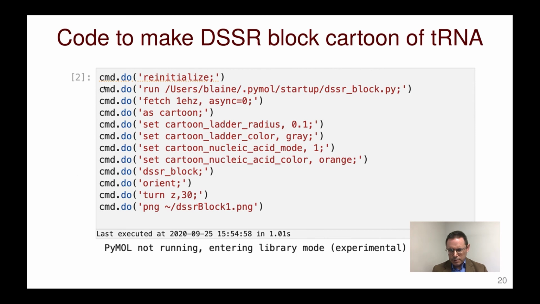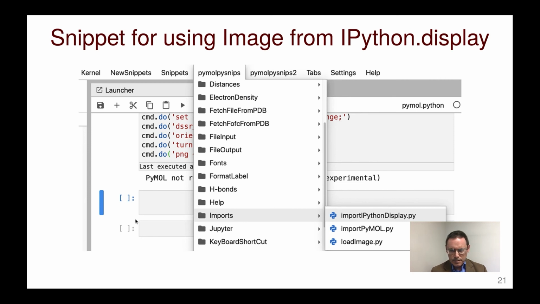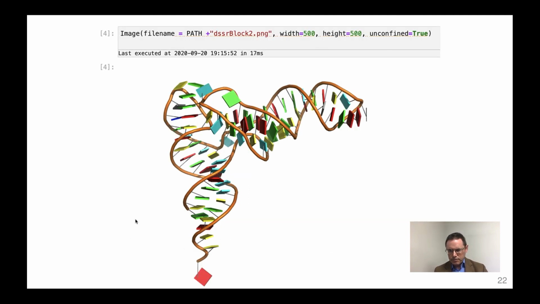You can see the cmd.do. So the do function will send the PML code to PyMOL. After doing that, we get the PNG file written to our disk, but we need to load that. So under imports, we'll import IPython.display to get the code that we need. We need this function to load a PNG file. So here's the corresponding PNG file.